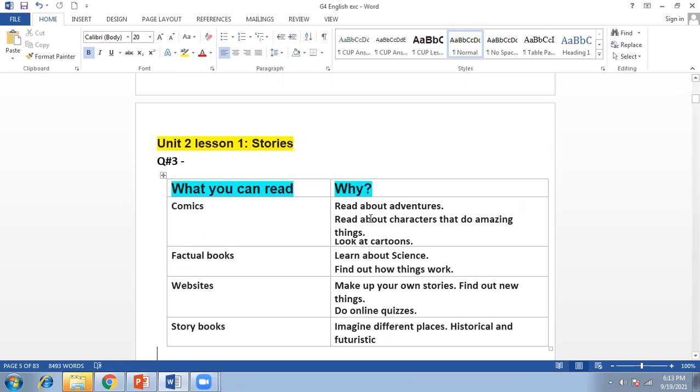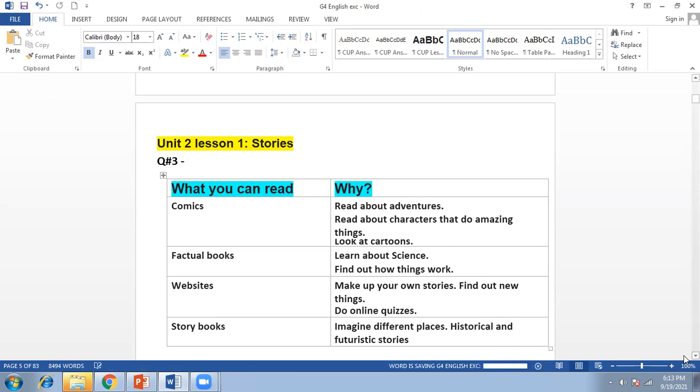Like comics, it's about reading adventures, about characters that do amazing things, and looking at the cartoons. And about factual books, you are going to write learning about science and finding out how things work. And about the interactive websites, we can see where we can make our own stories. We can find new things. We can do online quizzes. And the story books, like we can see, imagine different places, and about historical and futuristic stories, right? So this is what you are going to write in your book, the answer of question number 3.